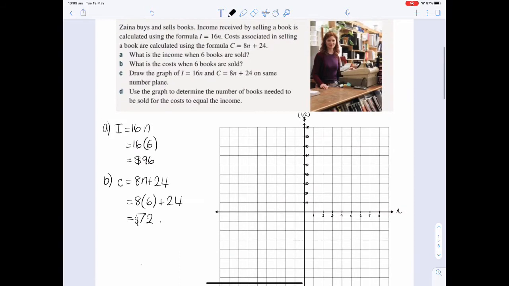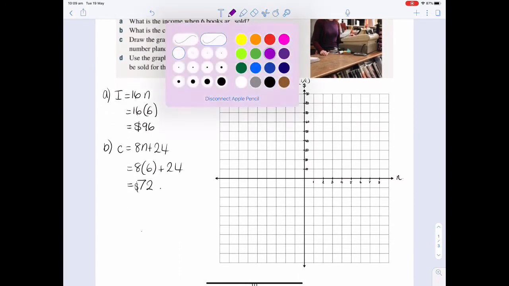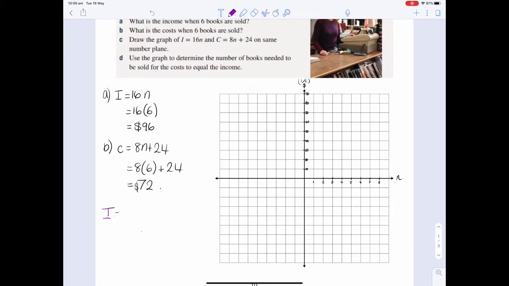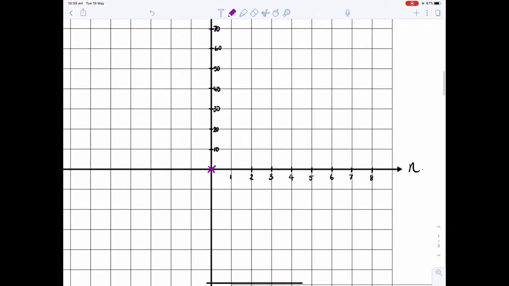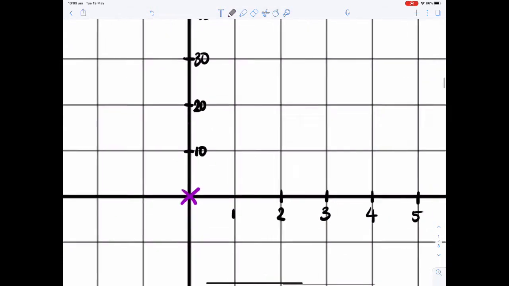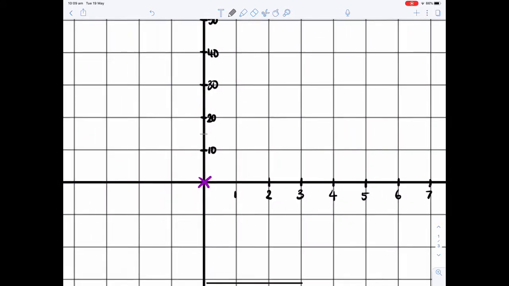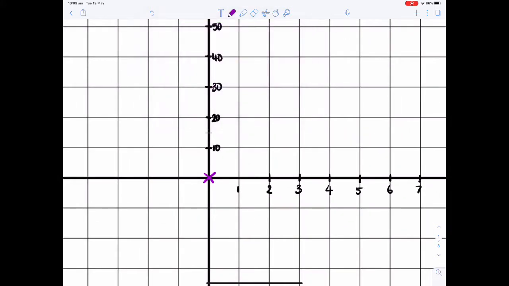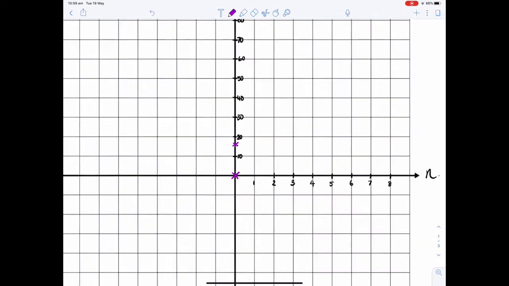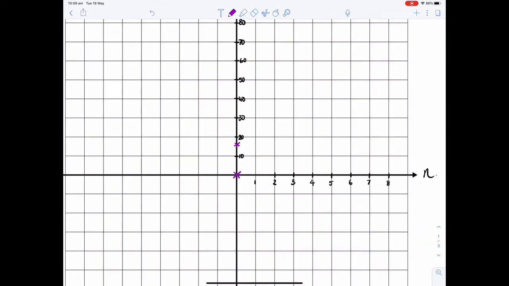Now, let's use gradient intercept form. For the first one, I'll do two different colours. Income equals 16n. My y-intercept here is 0, and my gradient is 16 over 1. So 16 is about here. Let's try to be a little bit more accurate. I'm going to call that halfway. And you'll notice as soon as you stop being accurate, your graphs won't line up properly. This one's got unusual numbers. So that's that, and then 1 over.